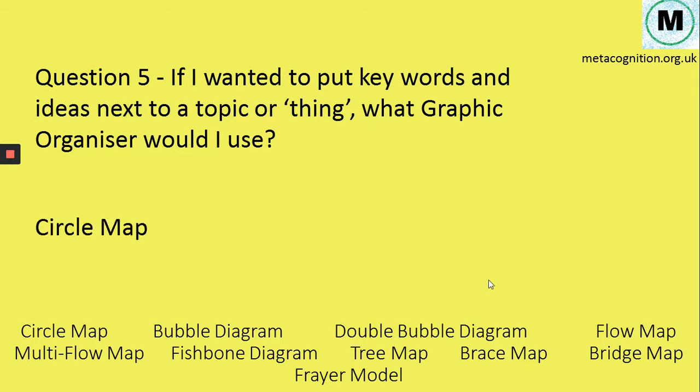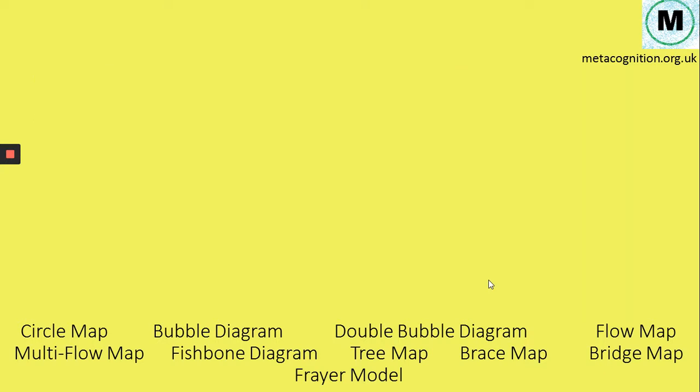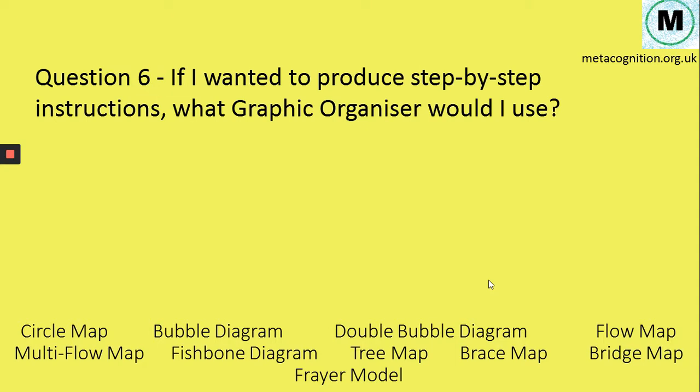The answer here is a circle map. Remember, a circle map is really good for just putting keywords or ideas around a topic or phrase in the center. Question 6. If you wanted to produce a step-by-step set of instructions, which graphic organizer would you use? Pause your video, write down your answer, and press play when you're ready to find out.